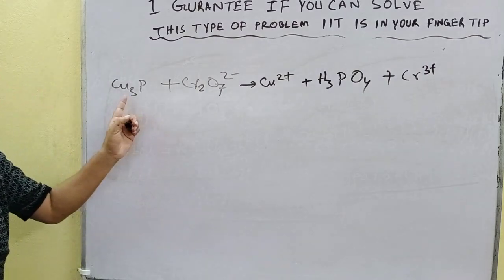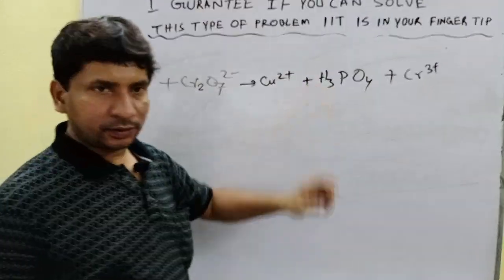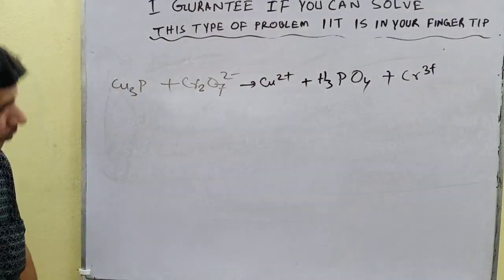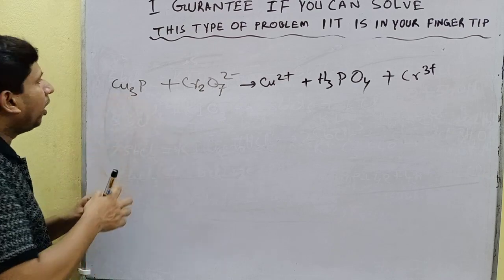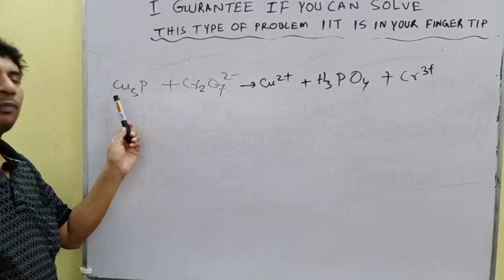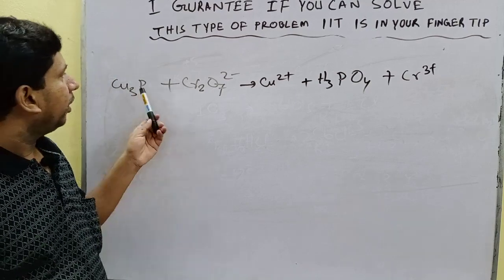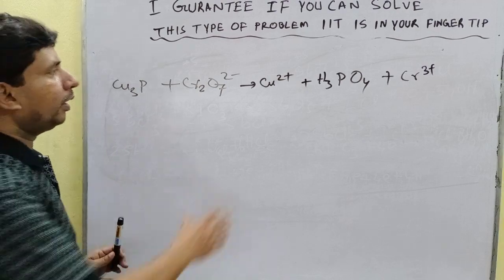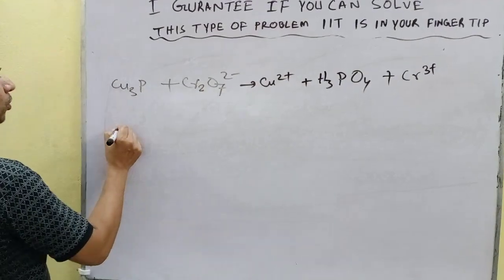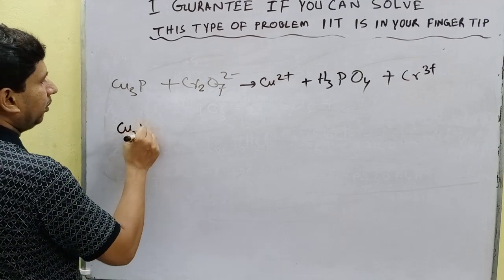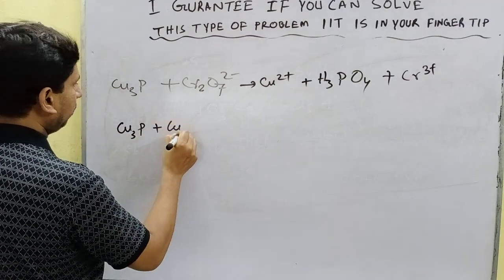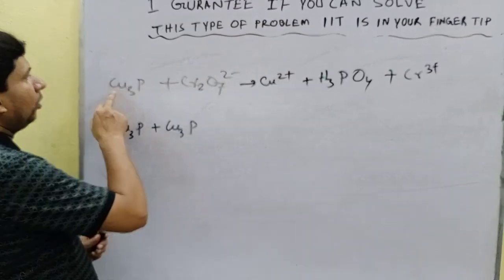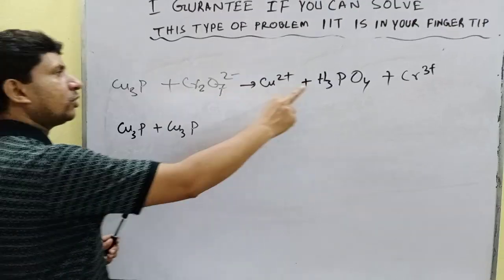This is phosphoric acid, so we can consider it in acidic medium. Now copper is a metal, phosphorus is a non-metal, so copper is plus 1 here and phosphorus is 3 minus, and this is copper plus 2. In Cu3P there are two oxidations: copper is oxidized, phosphorus is also oxidized.